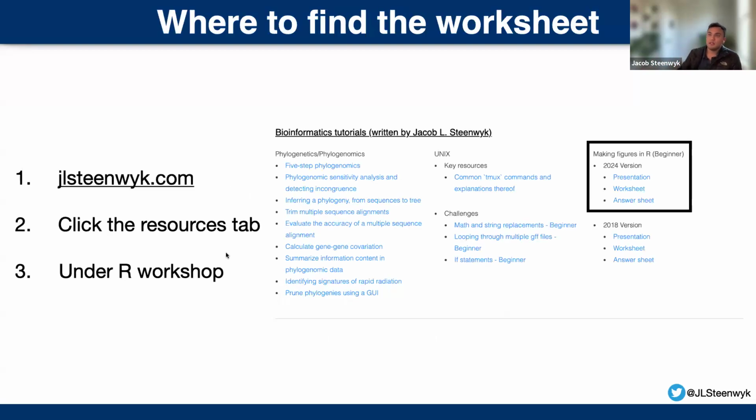Okay, so to get the worksheet, you can go to jlsteenwyk.com, click the resources tab, and then you'll see the bioinformatic tutorials written by Jacob L. Steenwyk at the top. And then on the right side, you'll see this Making Figures in R 2024 version of the workshop. The answer sheet is not up there yet. I will put it on there in maybe 10 minutes or so, but I just want people to get going on the worksheet without any answers, and then I'll put it up.